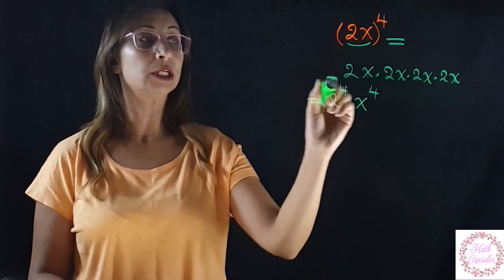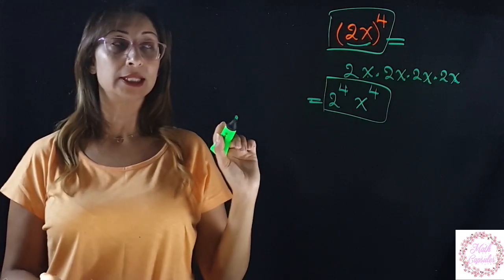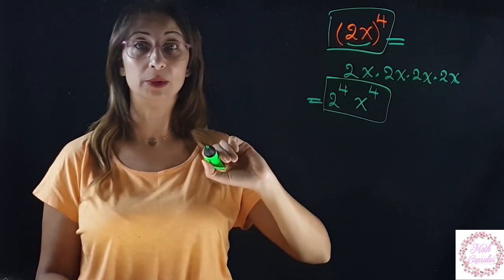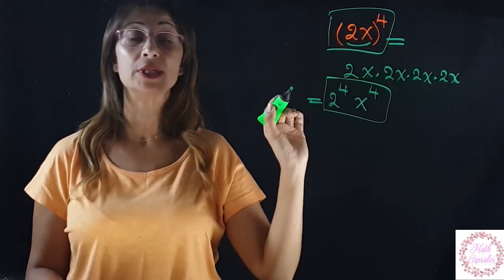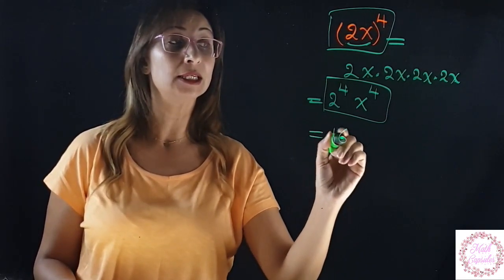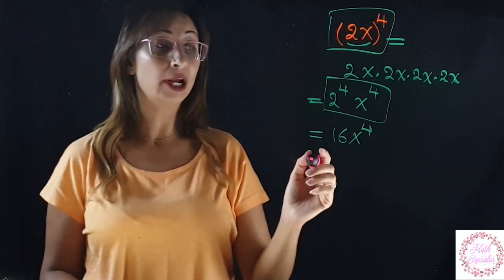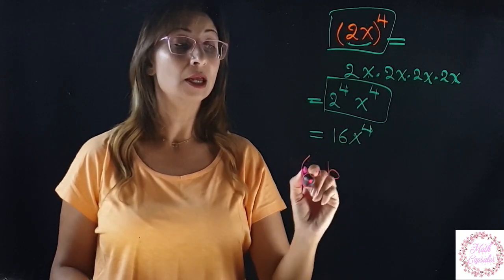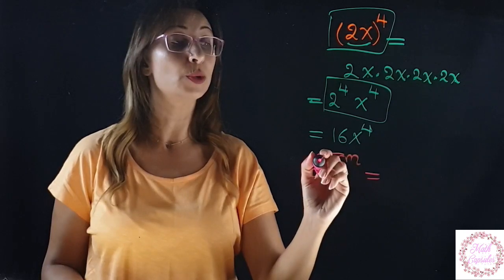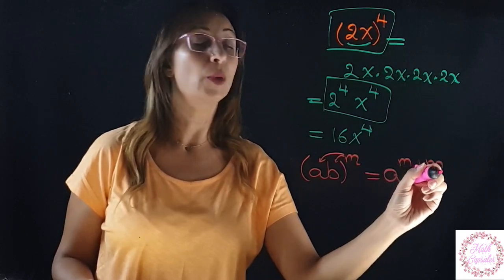Okay, look at this one here and this one here. What can you see? We can see that the 4 is distributed on both the 2 and the x, the coefficient and the variable. So 4 is distributed on every single thing inside the monomial. So the final answer here will be 16x power 4. So the rule says that whenever I have (ab) power m, this will be equal to, I'll distribute the m on both a and b, so it will be a power m and b power m multiplied by each other.